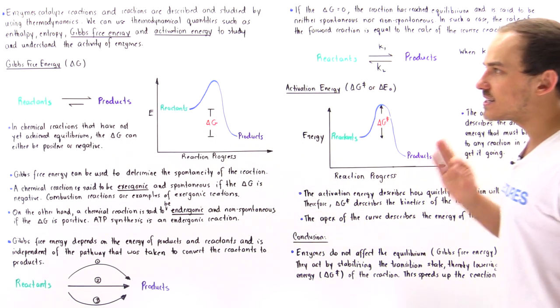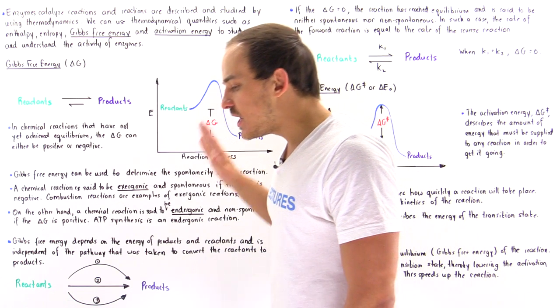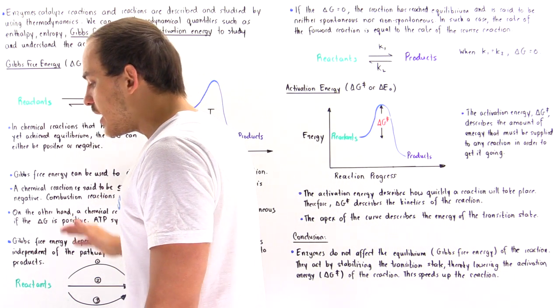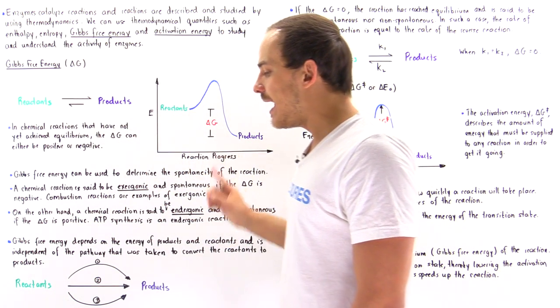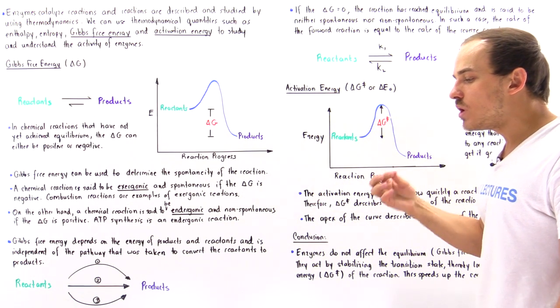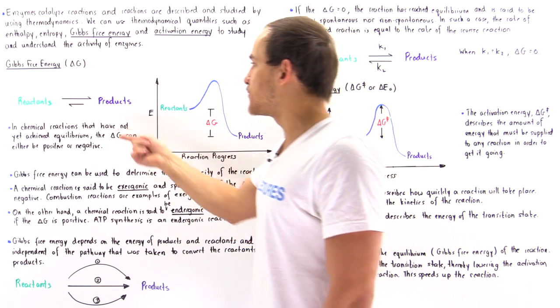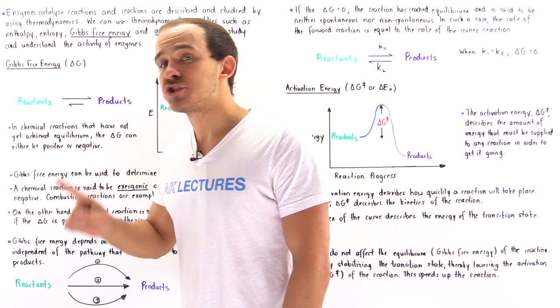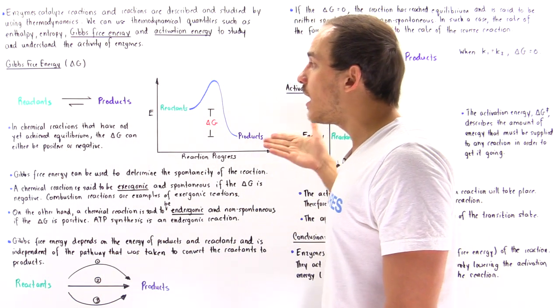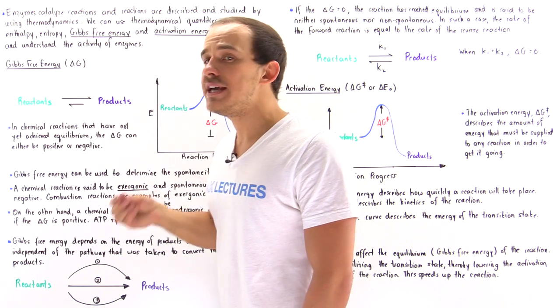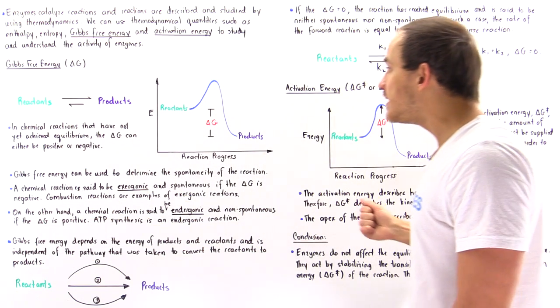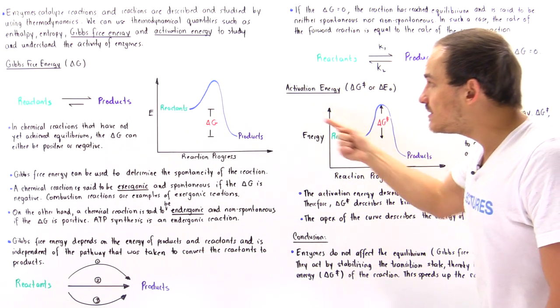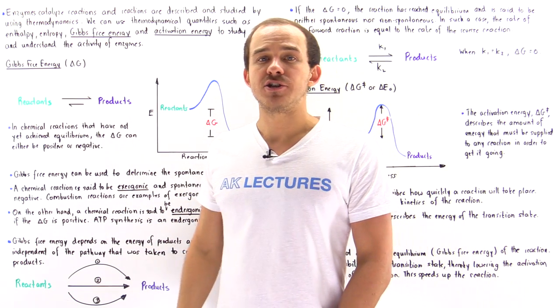So once again, enzymes, when they act on chemical reactions, do not change the Gibbs free energy, and that means they do not increase or decrease how much product is formed at the end of that reaction, but they basically allow equilibrium to be achieved quicker by increasing the rate by decreasing that activation energy.